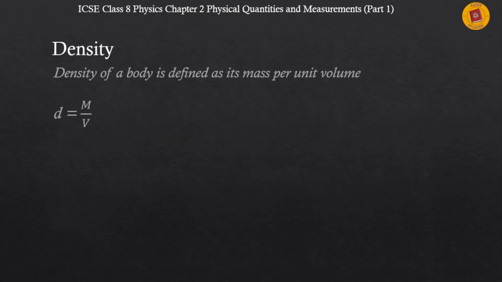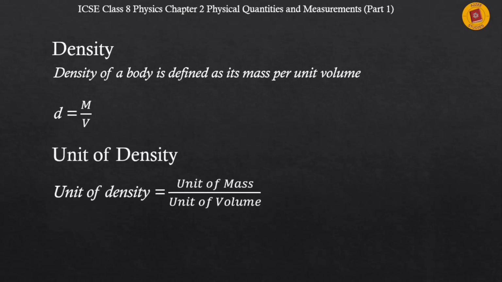Let's have the definition of density. Density of a body is defined as its mass per unit volume. Mathematically, it's very easy to calculate density. We will have the mass of the body, we will have the volume of the body, and if we divide mass by volume, we will get the density.